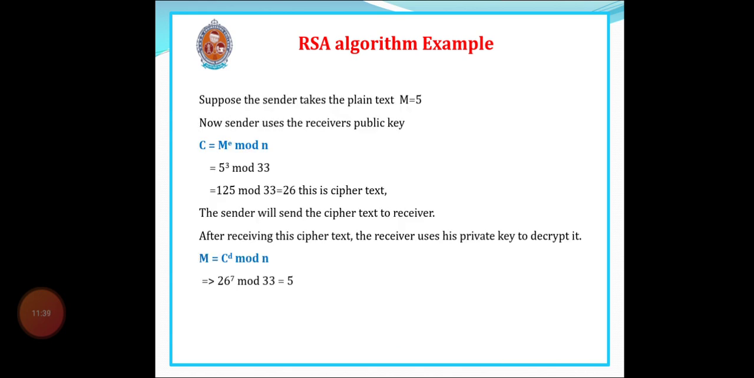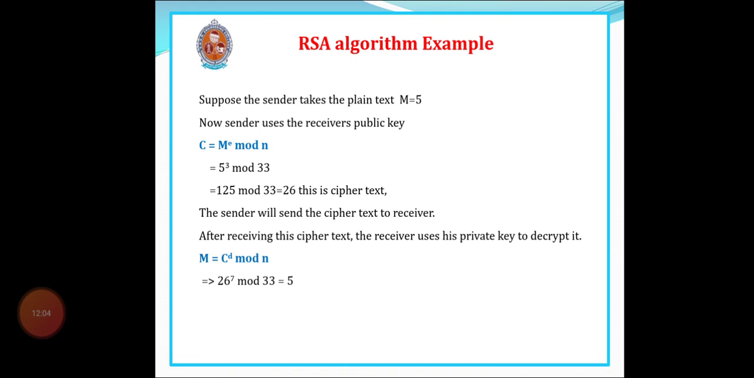Suppose the sender takes the plain text m equal to 5. Now the sender uses the receiver's public key to encrypt. C equal to m power e mod n, that is equal to 5 power 3 mod 33. 5 power 3 means 125. 125 mod 33 equal to 26. This is what we call ciphertext, and this ciphertext will be sent to the receiver.